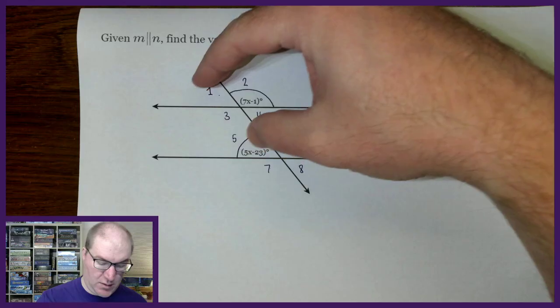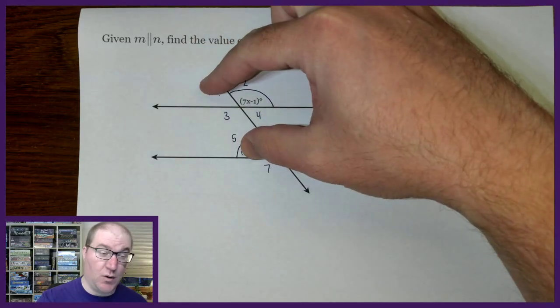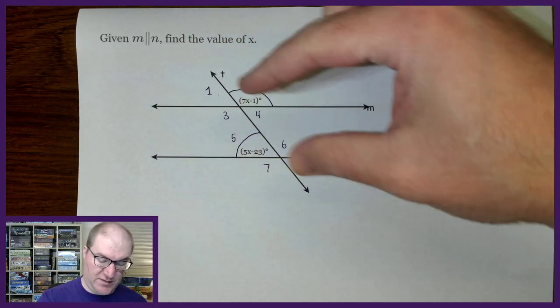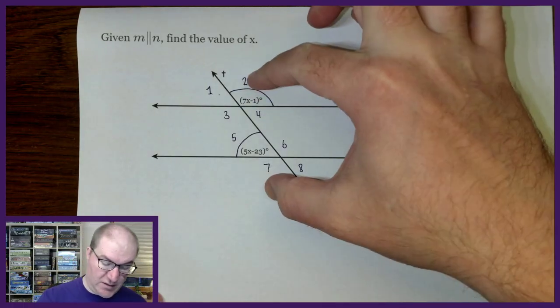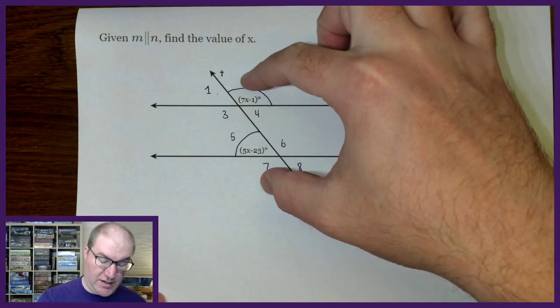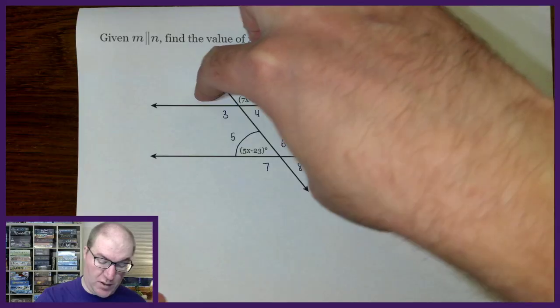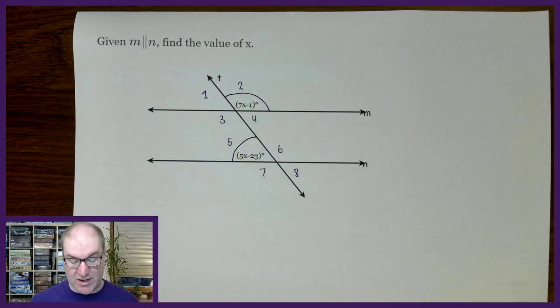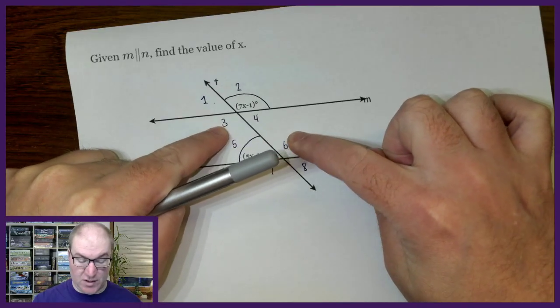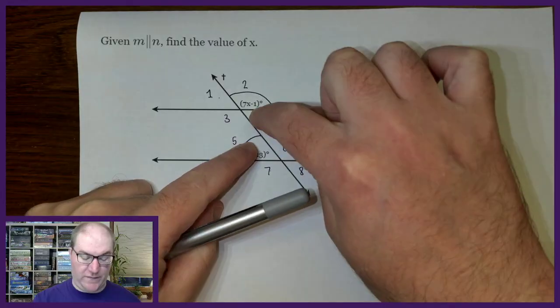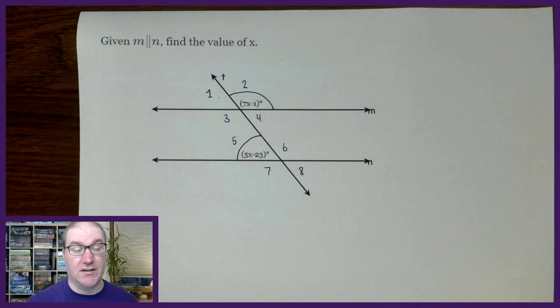2 and 6 are congruent because they're corresponding angles. Same with 1 and 5. Same with 3 and 7. And same with 4 and 8. Still, we haven't found a reason why 2 and 5 are congruent. 2 and 7 are congruent because they are alternate exterior. Same with 1 and 8. They are alternate exterior. They are congruent. 3 and 6 are congruent because they're alternate interior. And 4 and 5 are congruent because they're alternate interior.